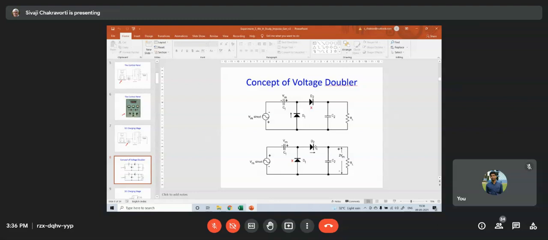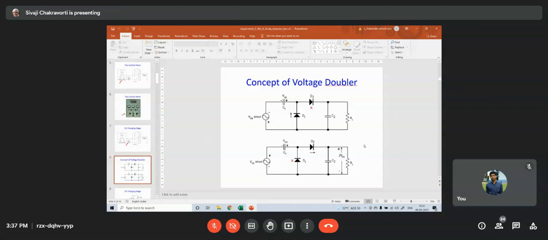Simply, you reverse the direction of the diode. That means you just change the terminals. D2 will be reversed, D1 will be reversed. Immediately, this 2Vm will be minus 2Vm. So in our impulse generator circuit, we have this facility of reversing the terminals of the diodes and thereby generating either positive DC voltage or negative DC voltage. That's how we change the polarity of the output impulse.